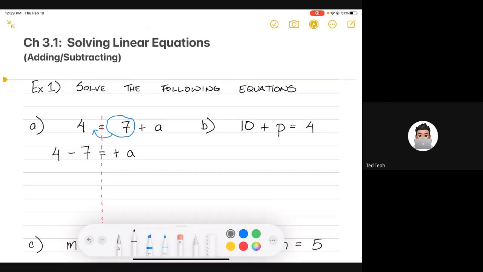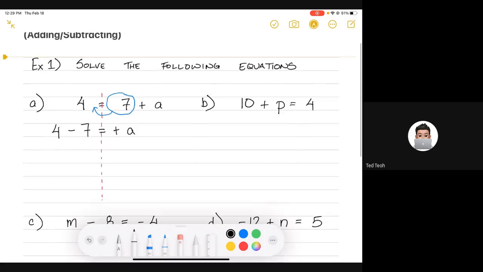Once my numbers and letters are on either side, I'm going to subtract 4 from 7, which gives me negative 3. I'm going to be left with a on the right side, and that is my final answer. I have a number equals a letter.